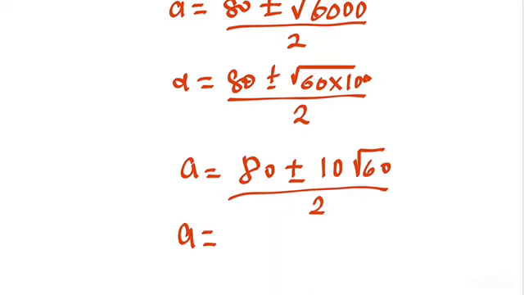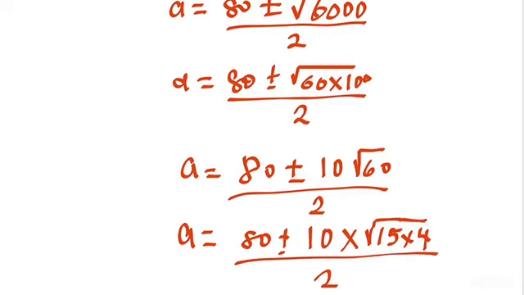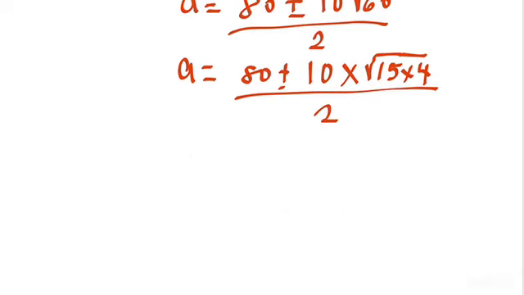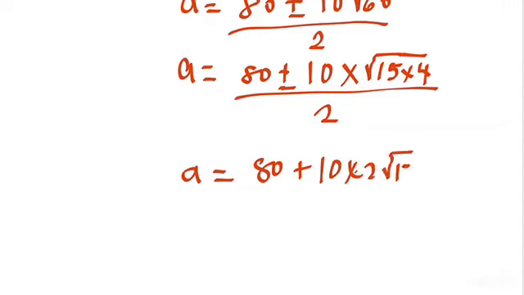So we're going to have A equals 80 plus or minus 10 times root 60. This root 60 can also be written as root of 15 times 4, then divide by 2. So we're going to have A equals 80 plus or minus 10 times 2 root 15.